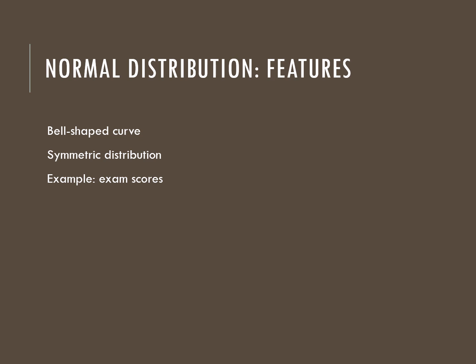Normal distribution features. The normal distribution is one of the most important distributions in statistics. It has a bell-shaped curve. This distribution is symmetric, so the left side is the same as the right side. The mean, median, and mode are equal. A common example of a normal distribution is exam scores.